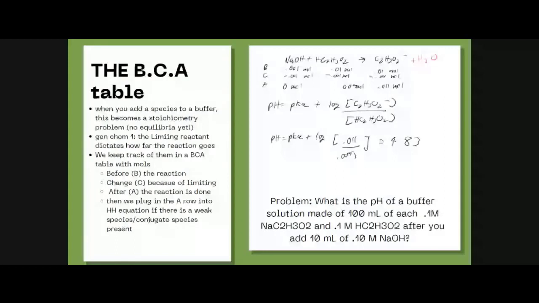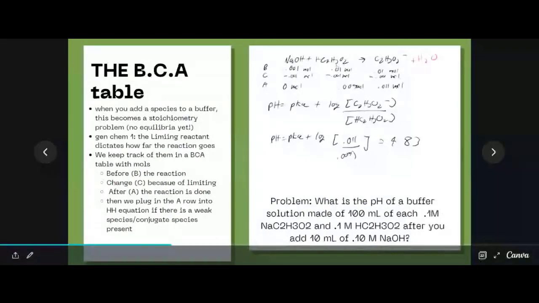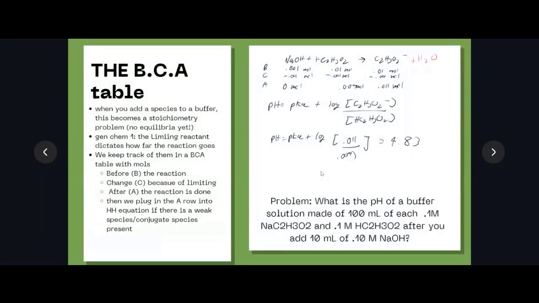So a good level playing field, if you will, is just putting everything in moles, because with moles you can compare everything on the same basis. I did that by taking liters times molarity, because according to the molarity formula, it's moles over liters. So you can find moles by multiplying the volume, make sure it's in liters, times the molarity.